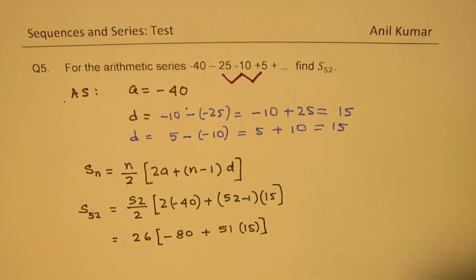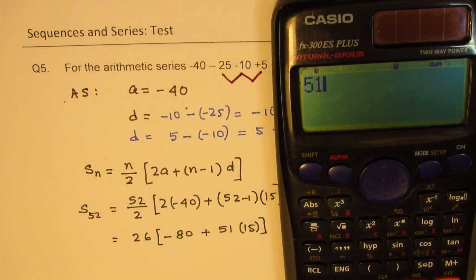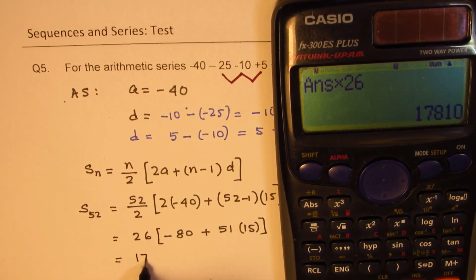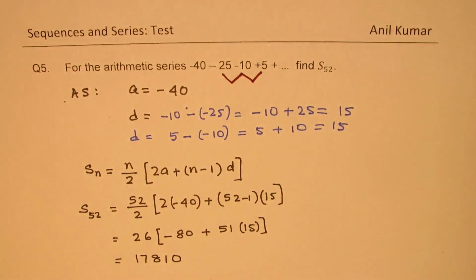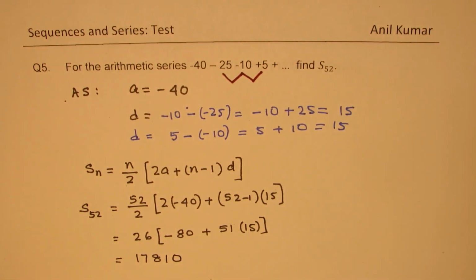So let's use calculator to figure this out. So we have 51 times 15, and from this we'll take away 80, and then we'll multiply this by 26 to get our answer, which is 17810. Correct? So that is how we are going to find the solution of this question. So this is a straightforward knowledge-based question on arithmetic series sum.